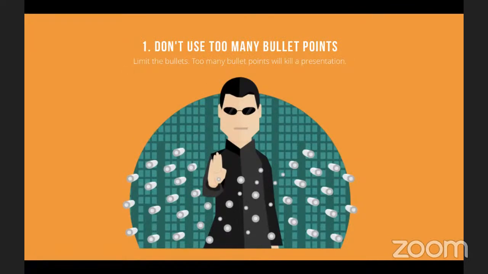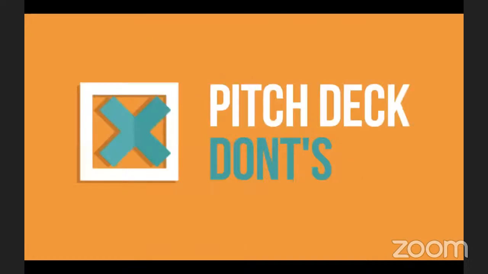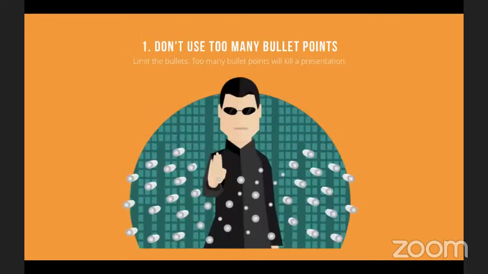All right, so things not to do when putting your pitch deck together. Don't use too many bullet points. Limit the bullets. Too many bullet points will kill a presentation. There are so many bullet points on the presentation that it's overflowing the borders, or you have to reduce the size because everything can't fit. If you reach a point where you have to be reducing the size just to let everything hold, you know that there is too much.